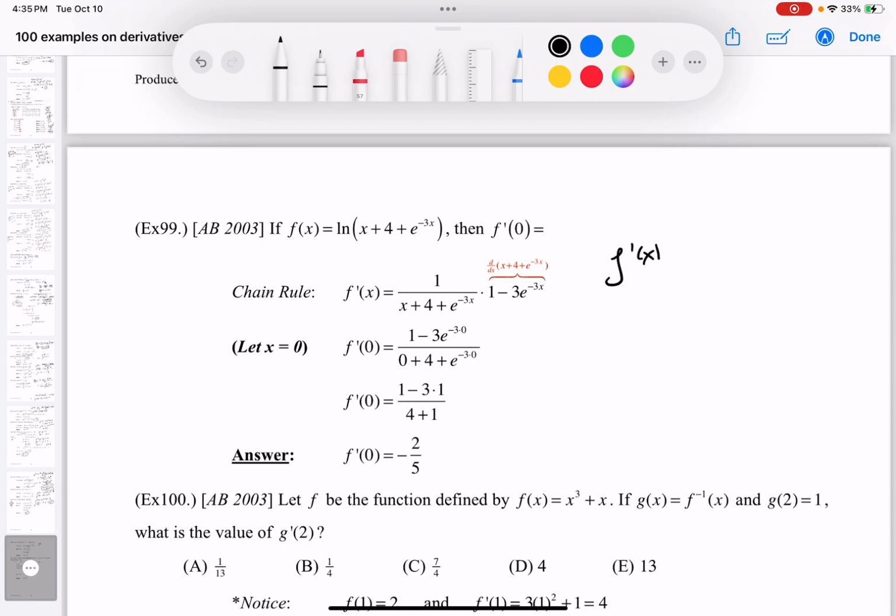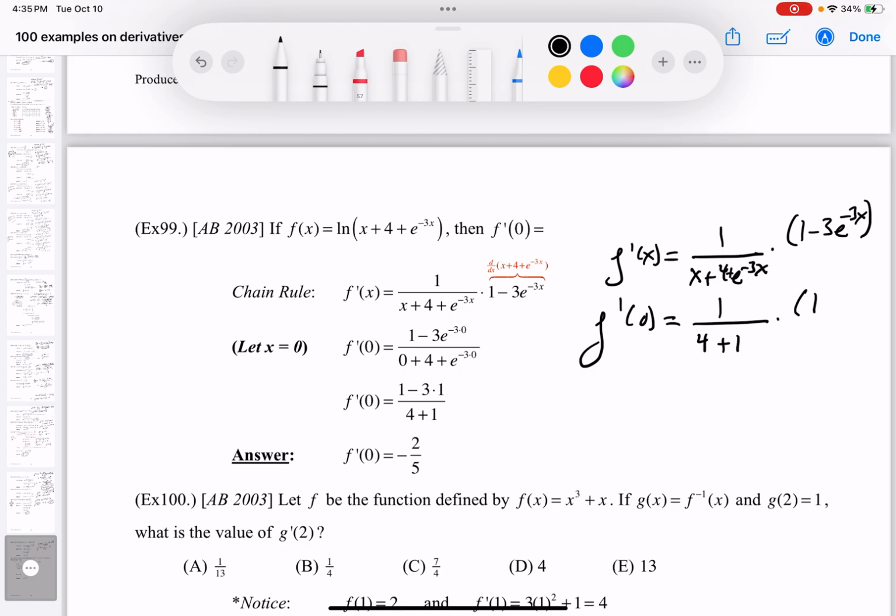So f prime, it's 1 over the argument, which is x plus 4 e to the minus 3x, times the derivative of the inside, which is 1. The derivative of 4 is 0, and then I get minus 3 e to the minus 3x. They want me to evaluate this thing at 0. Let's plug that in. You get 1, and, I made a slight mistake over here. It's a plus sign there. So it's going to be 4, and e to the 0 is going to be 1. And then what do you have here? You get 1 minus 3. Let's write this down. You get minus 2 over 5.